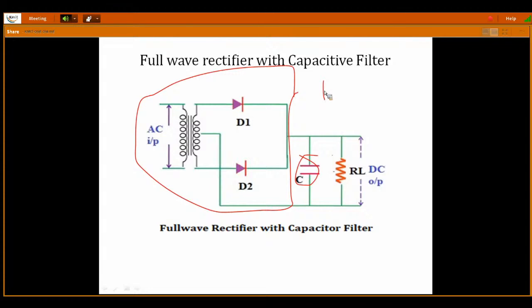Previously for the half wave rectifier, the diode conducts only during the positive half cycle. That's why during the positive half cycle it produces a constant DC output, and in the remaining case it is low, so it is high and low. In this case, both the diodes will conduct during the positive and negative half cycles. That's why it will never come to zero. Every time the capacitor will charge for some amount of time, immediately discharge, and immediately charge again. We will see that in the next slide.